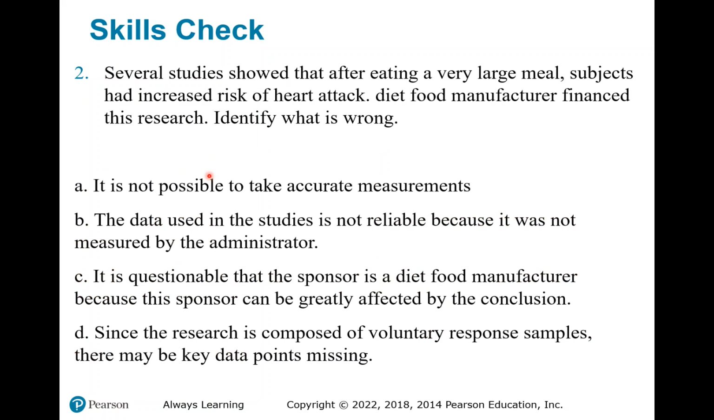Several studies showed that after eating a very large meal, subjects had increased risk of heart attack. A diet food manufacturer financed this research. So what is wrong with this? Well, that second sentence gives it away. It is questionable that the sponsor is a diet food manufacturer because this sponsor can be greatly affected by the conclusion.